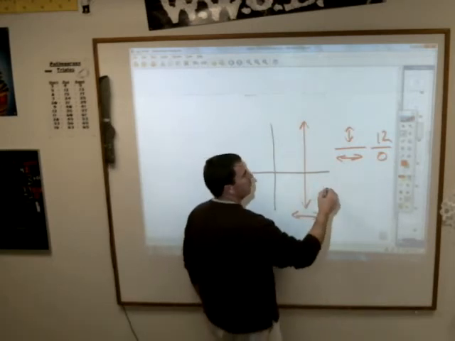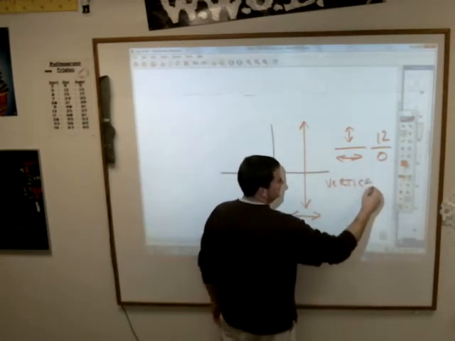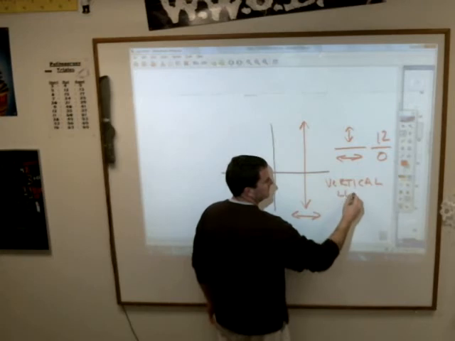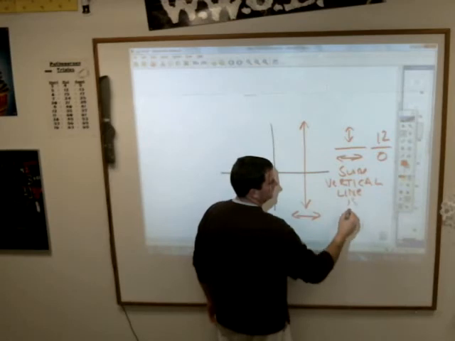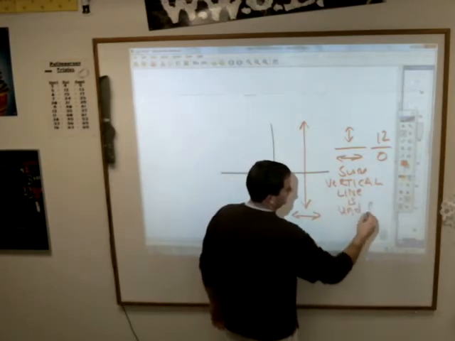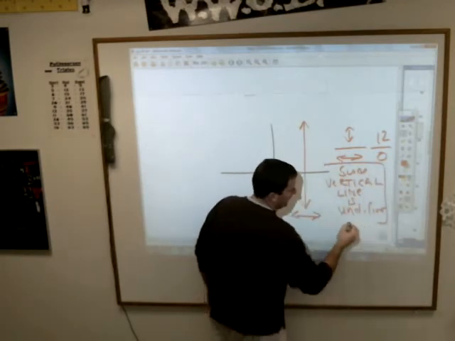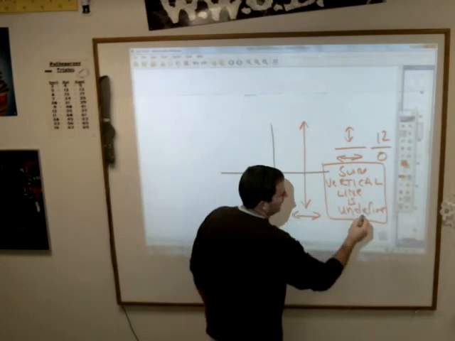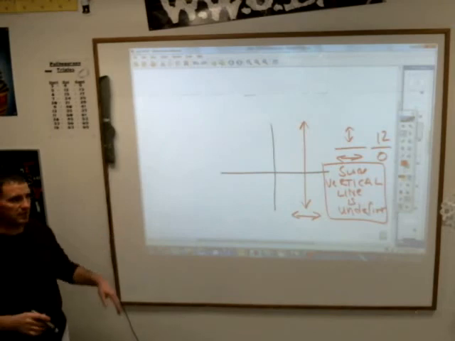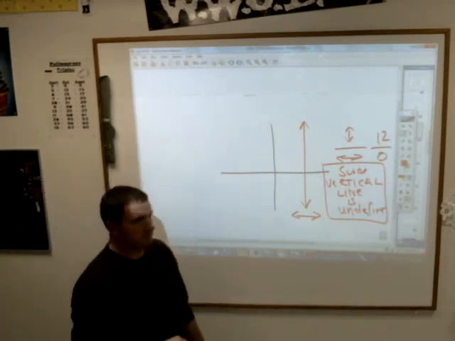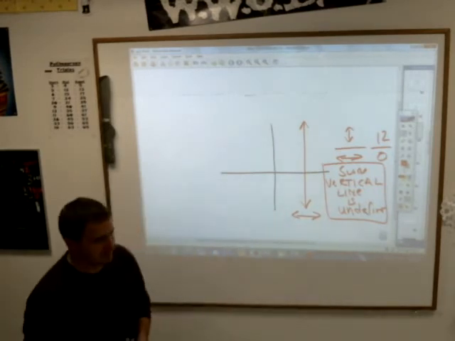And that's why the slope of a vertical line, write this down because this is important, the slope of a vertical line is undefined. Undefined means we don't have an answer for it. It's not there, you can't do it, is what it means.